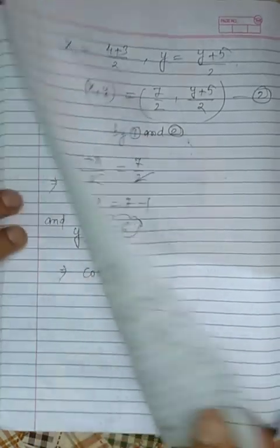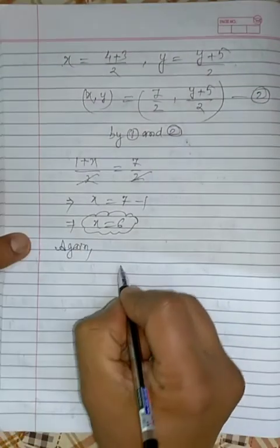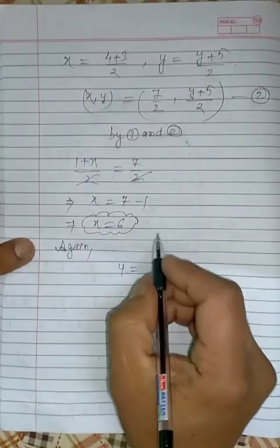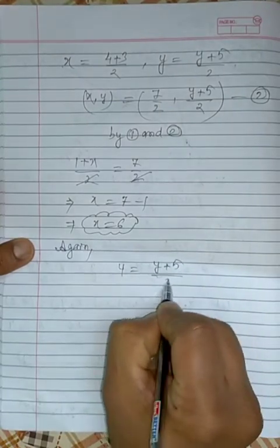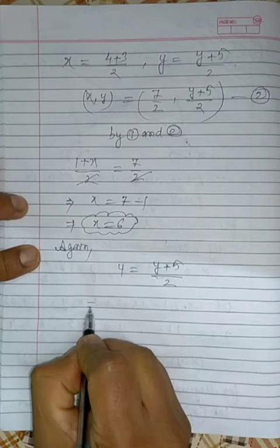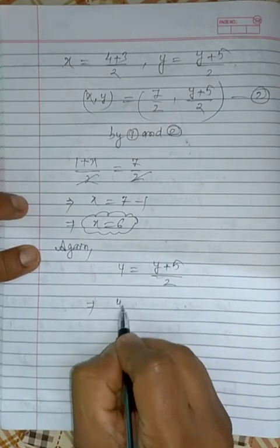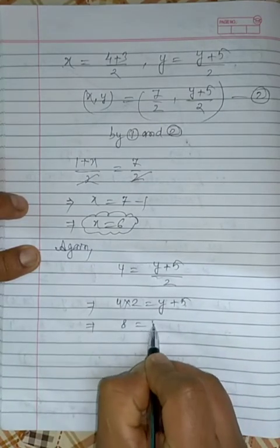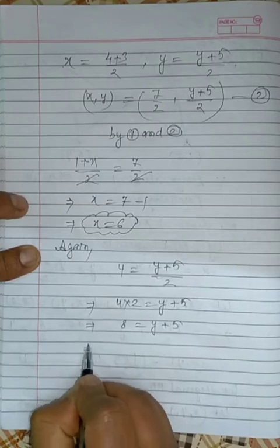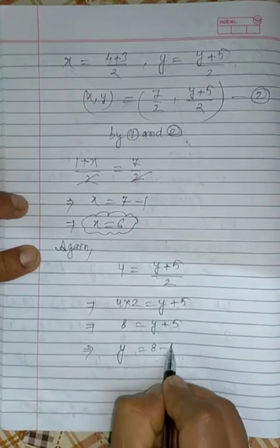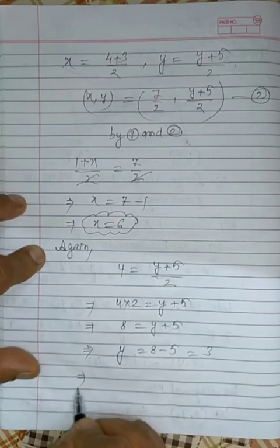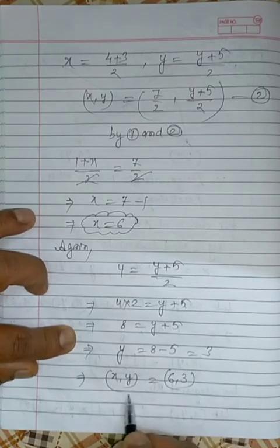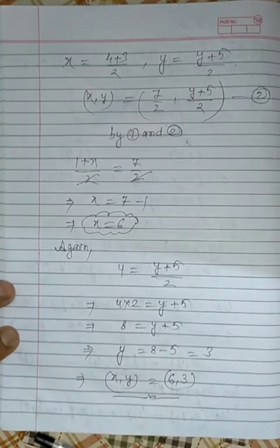In the same way, we can equate the coordinates of y in both the equations. In first we have y equal to 4, and here we have (y plus 5) upon 2. That means if we cross multiply, 4 into 2 is equal to y plus 5. Therefore 8 is equal to y plus 5. So we get y is equal to 8 minus 5, that is equal to 3. That means the values of x and y are 6 and 3. This is the value of x and y.